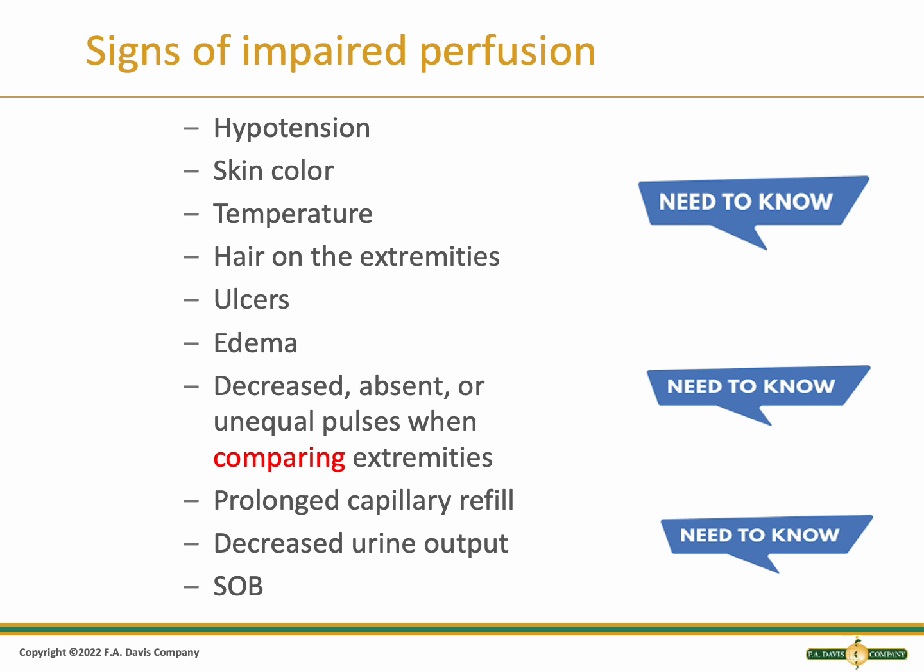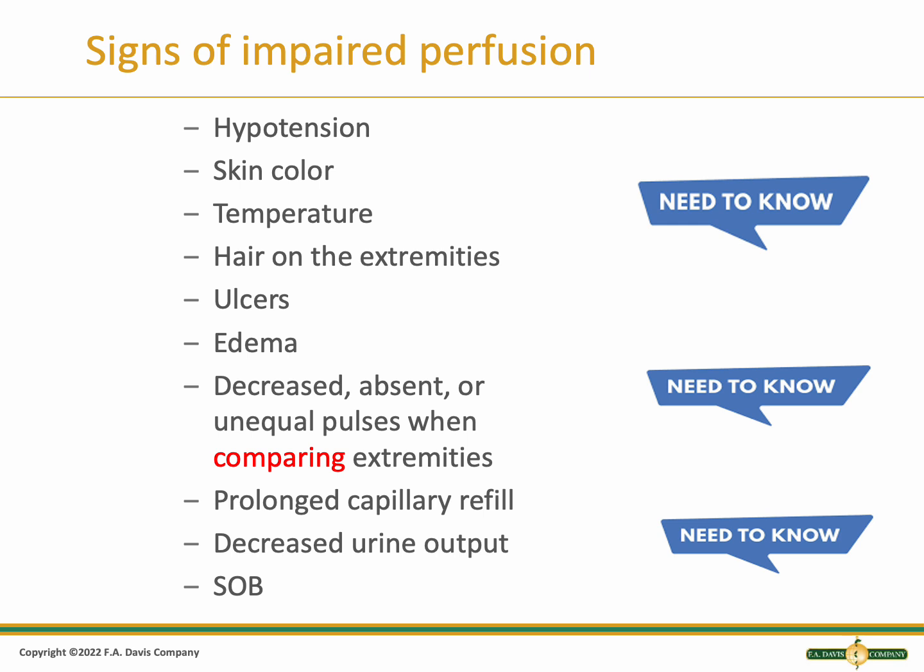What kind of things are we going to see with a patient that has impaired perfusion? We are going to palpate the peripheral pulses, assess for skin color, assess for temperature of the skin, and note the distribution of hair on the extremities. Keep in mind, weak pulses, cold feet, lack of hair, and shiny skin on the lower legs and feet usually accompany peripheral vascular disease.